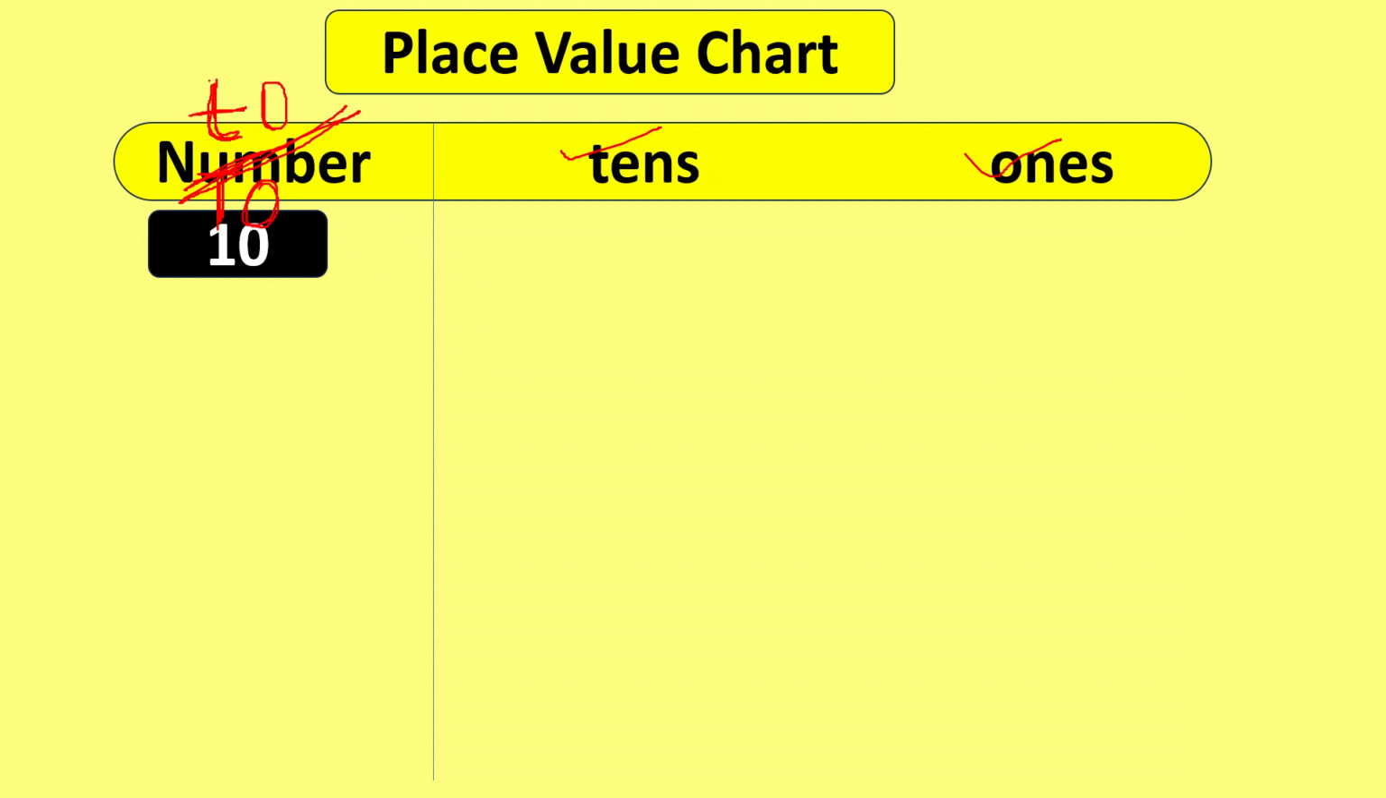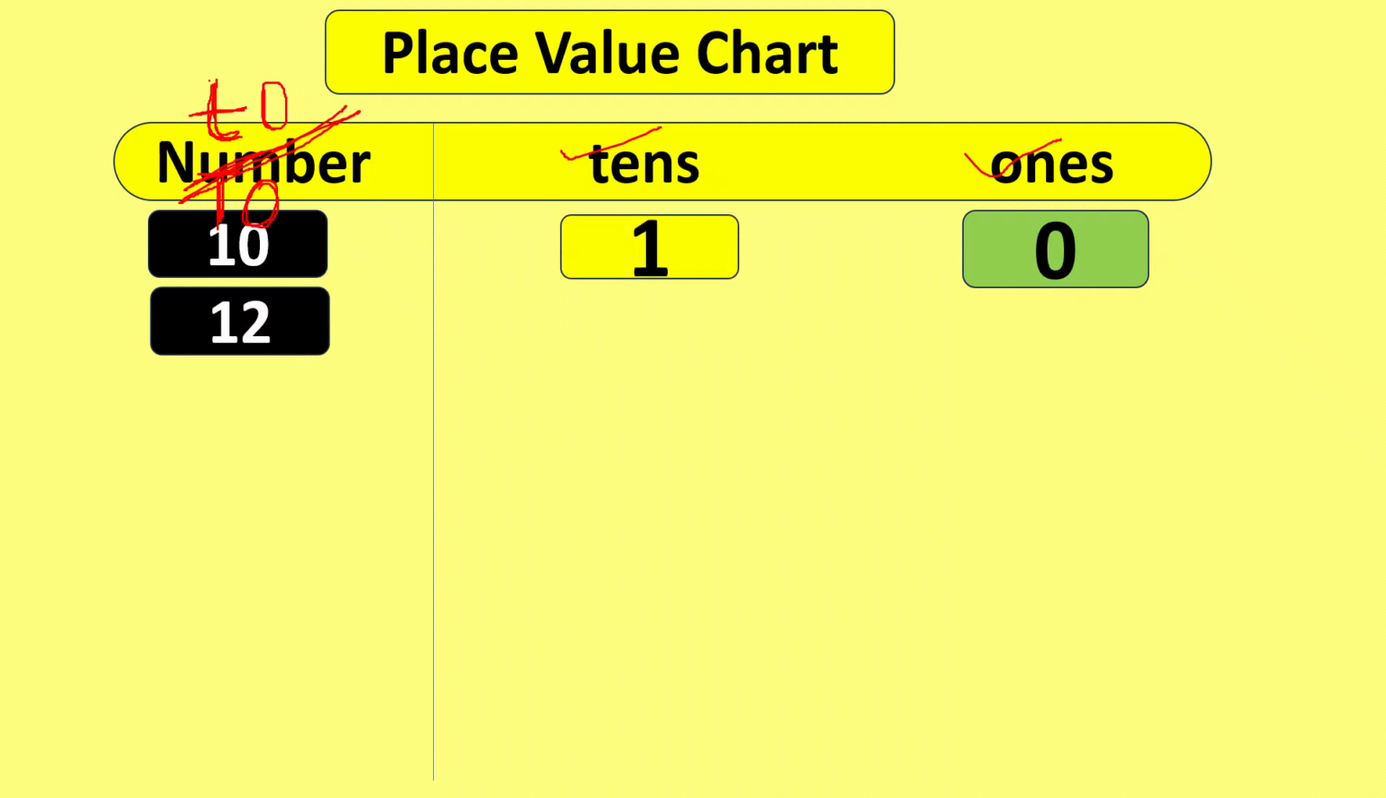Look at the first one. The question is how many tens and ones are in 10. So ones is 0 and tens is 1. The next question is 12.